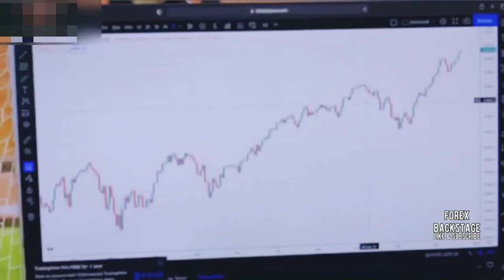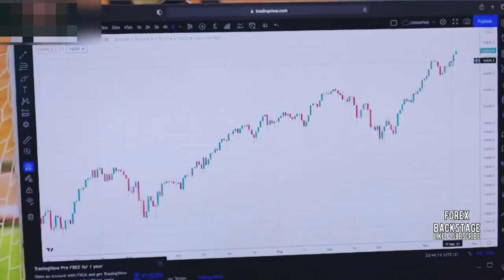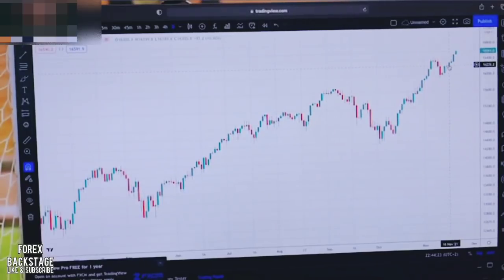So right now, as you can see, I am on a daily time frame. For the past week, you can tell the past 5 candlesticks have all been buy candlesticks, bullish candlesticks. So you can tell the market has been really positive for the past week.